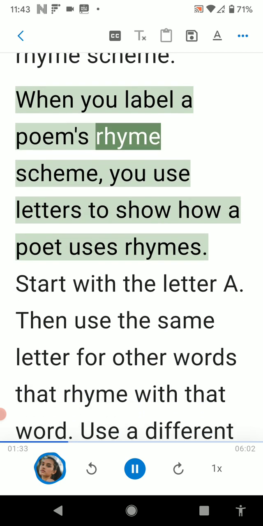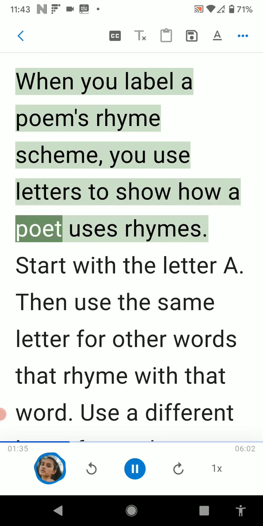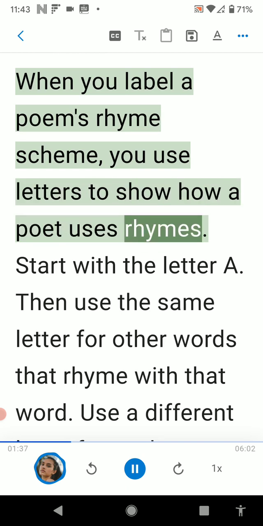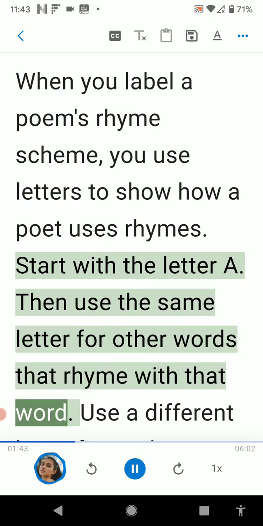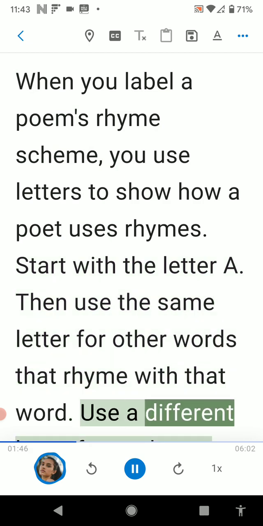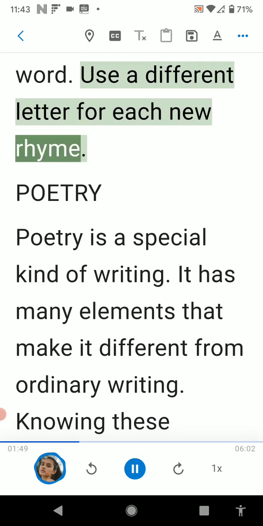When you label a poem's rhyme scheme, you use letters to show how a poet uses rhymes. Start with the letter A, then use the same letter for other words that rhyme with that word. Use a different letter for each new rhyme.